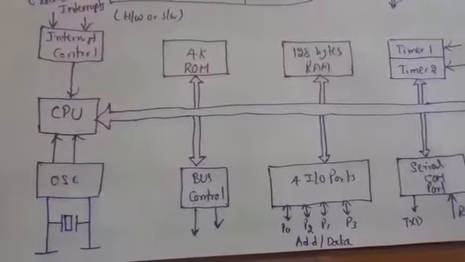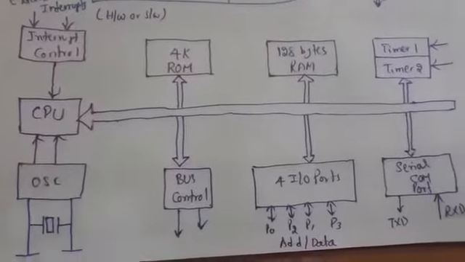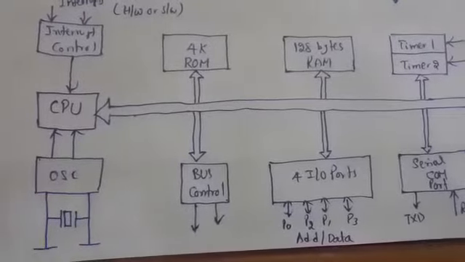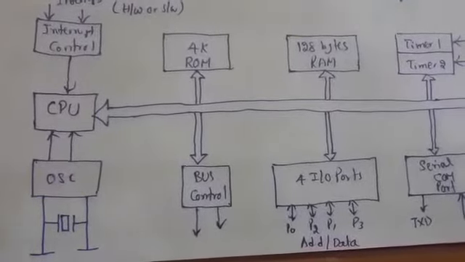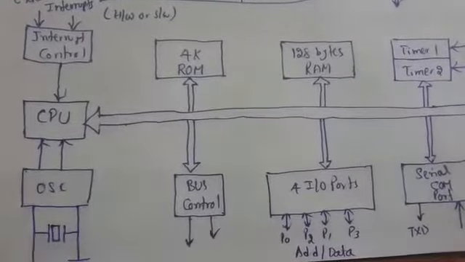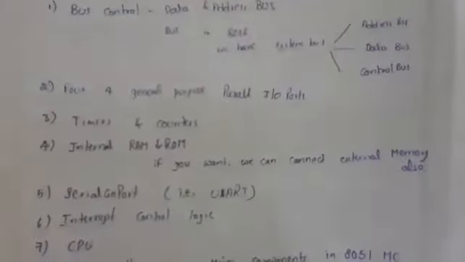So we are having different kinds of blocks. The 8051 architecture has mainly 7 components. Those are: first one, bus control. So these are the main components in 8051 architecture.